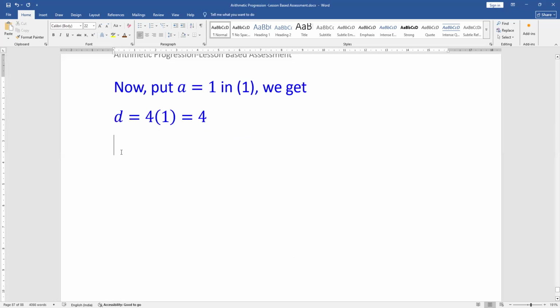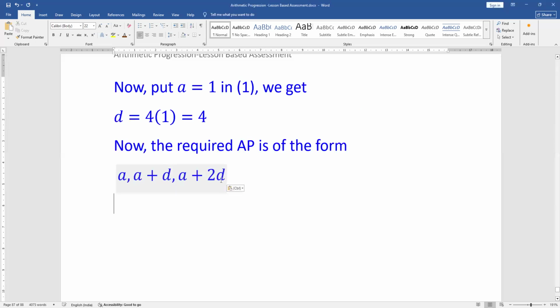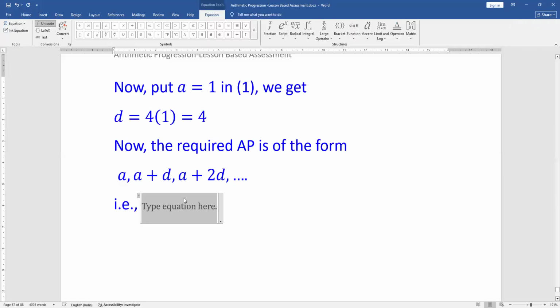So the required AP is of the form a, a plus d, a plus 2d, dot, dot, dot, correct? So what is the a value? a value is 1, comma, what is a plus d? a is nothing but 1 and d is 4. So 1 plus 4, comma, next. a is again 1 plus 2 into d, which is 4. Okay, comma, dot, dot, dot, like this.